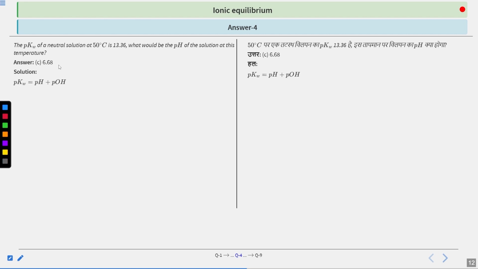We know that pKw is equal to pH plus pOH. Since the condition is for a neutral solution, the H plus concentration is equal to the OH minus concentration. Or else we can say that pH is equal to pOH by taking minus log on both sides. Next, substituting pOH with pH, we can write that pKw is equal to 2pH.